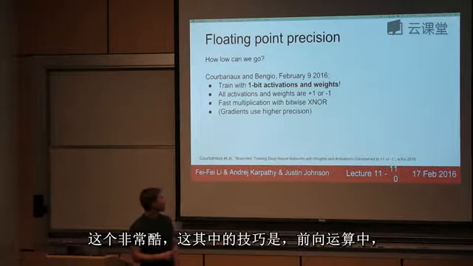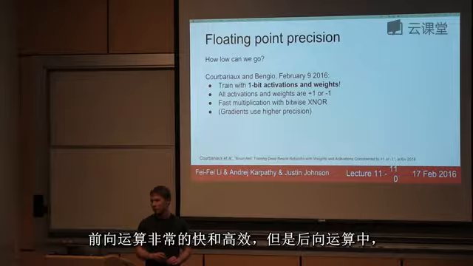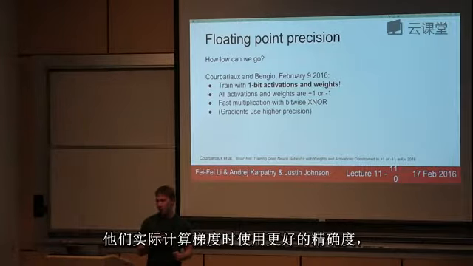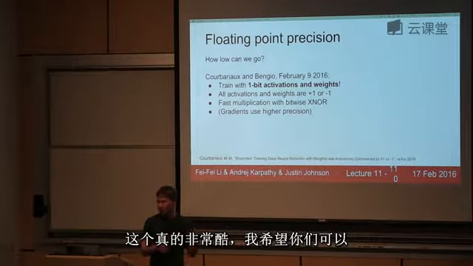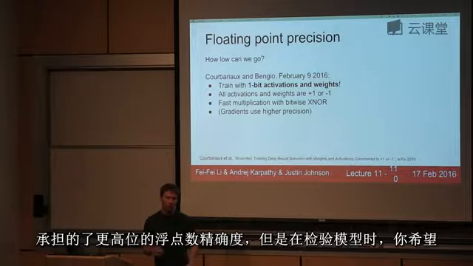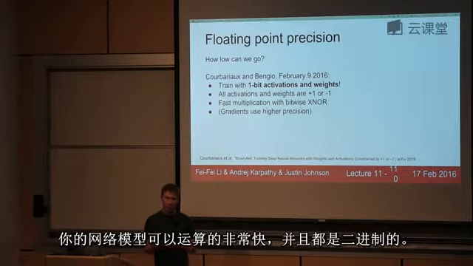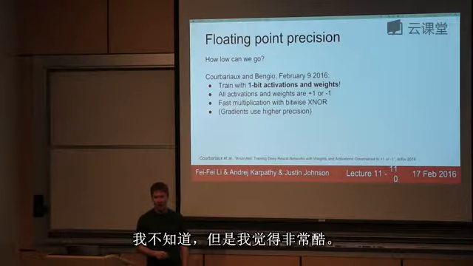So that's pretty cool. The trick is that on the forward pass, all of the weights and activations are either 1 or -1, so the forward pass is super fast and efficient. But on the backward pass, they compute gradients using a higher precision, and then these higher precision gradients are used to make updates to these single bit parameters. It's a really cool paper, and I'd encourage you to check it out. The pitch is that at training time, you can afford to use more floating point precision, but at test time, you want your network to be super fast and all binary. The paper just came out 2 weeks ago, but I think it's a pretty cool idea.